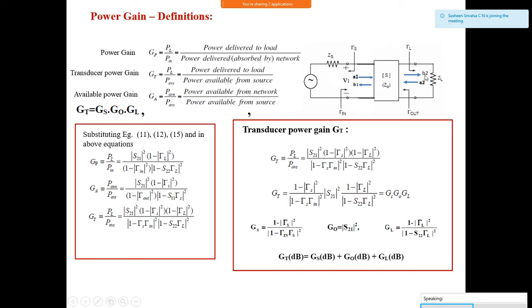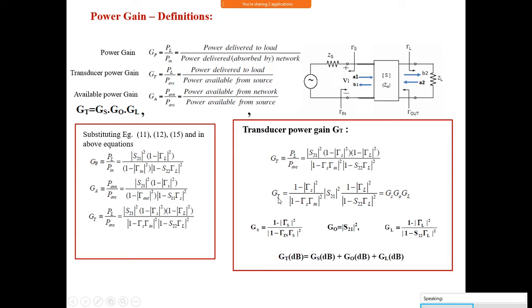If you want to design an amplifier, this is an amplifier here. It consists of an active device like a transistor. It may be a BJT, FET, or MOSFET. That device is represented by using its S parameters. So it has an S matrix at an operating frequency, and the source and load are connected to it. Okay, so we have to design this amplifier for a given gain.